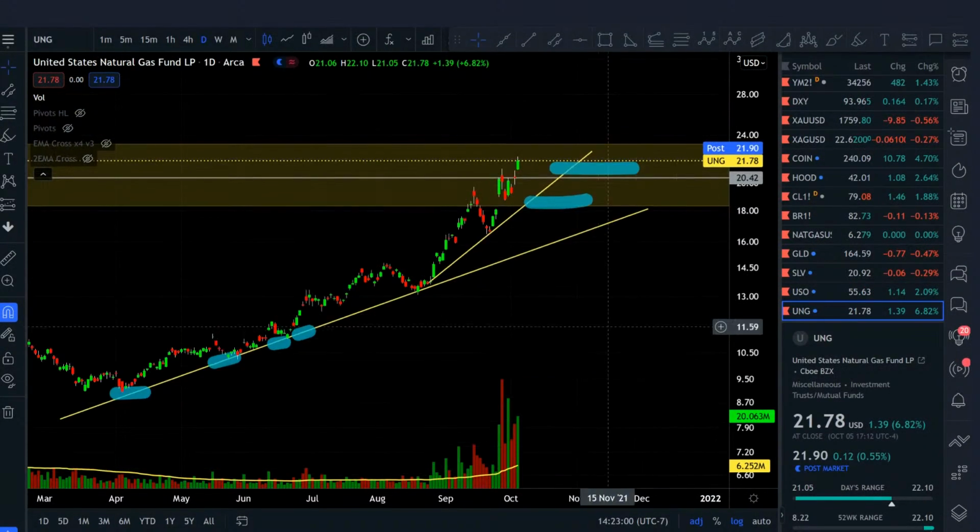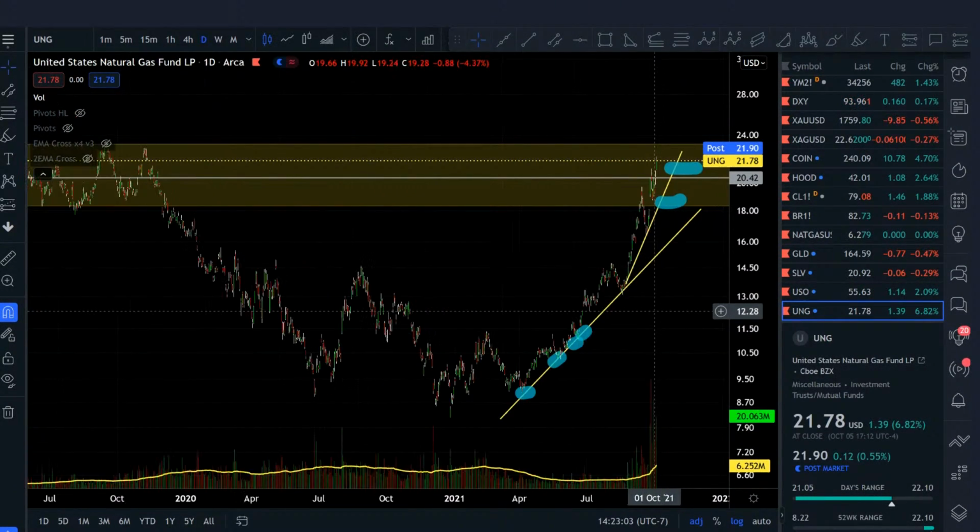Natural gas is also having the energy shortage supply problem. Last week, Bloomberg news was really talking about it, that Asian countries and European countries are really trying to outbid and bid up the price of natural gas, not UNG, but natural gas. That's why the price is going up.